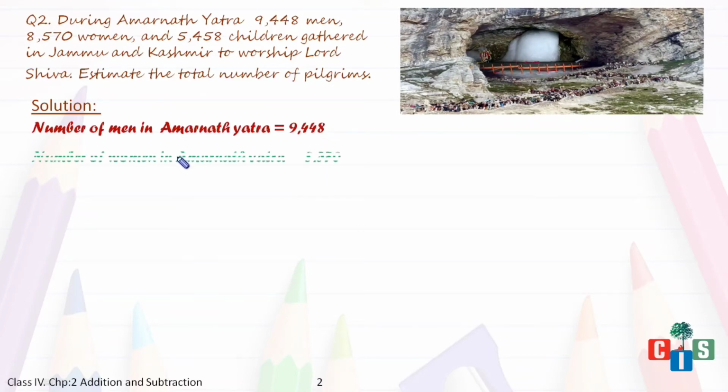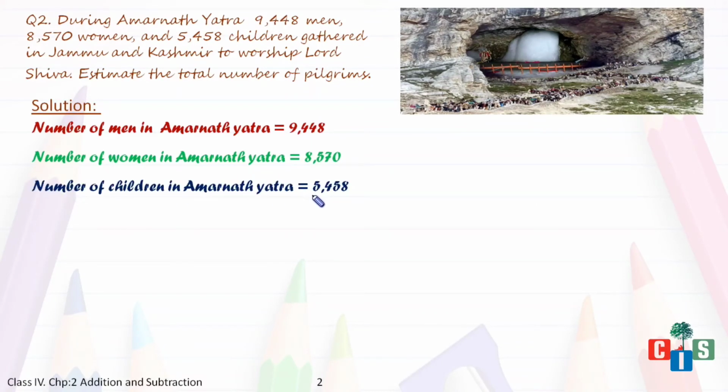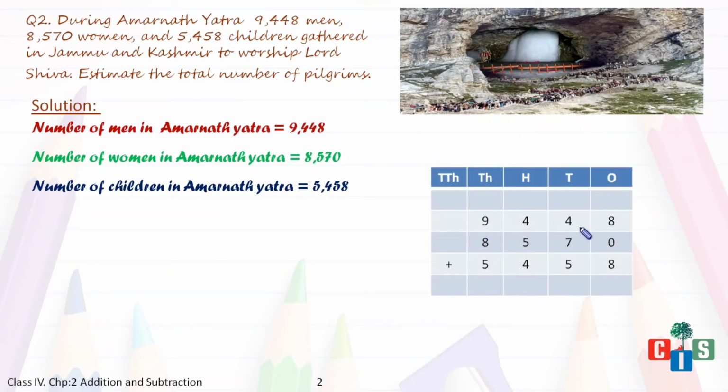Number of women I have is 8,570. And number of children is 5,458. So I'll add them up to find out the total number of pilgrims. So let's have a place value chart and add them up.